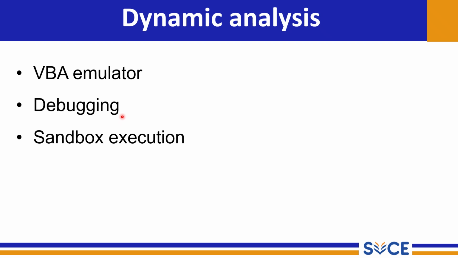Next, living off the land binaries, that is LOLBins. Macros may not contain the final payload, but instead use legitimate Windows binaries and scripts like LOLBAS, like PowerShell, to execute malicious actions. Dynamic analysis is key to detecting this type of abuse. Next, hybrid analysis, which combines both static as well as dynamic analysis, provides the most comprehensive view and helps to detect threats that hide from one technique or the other.